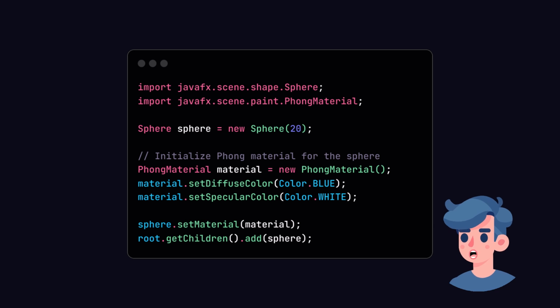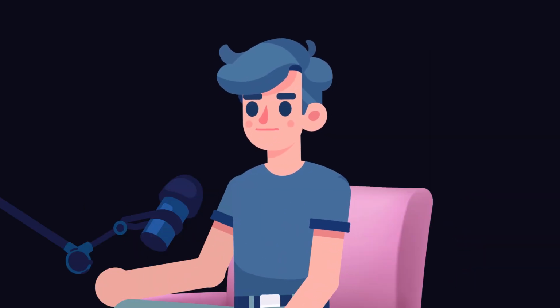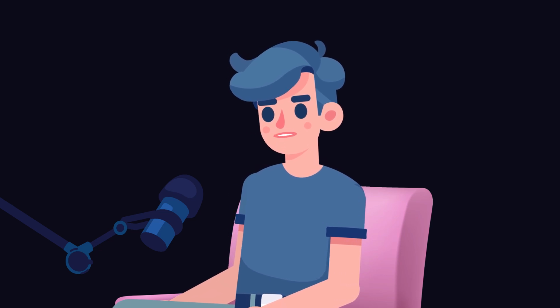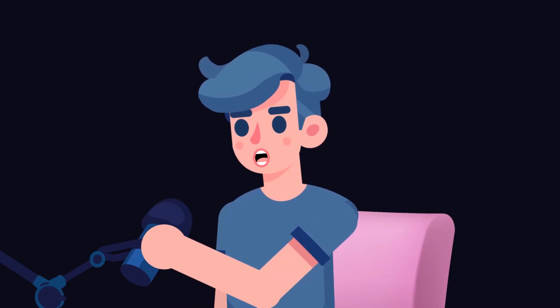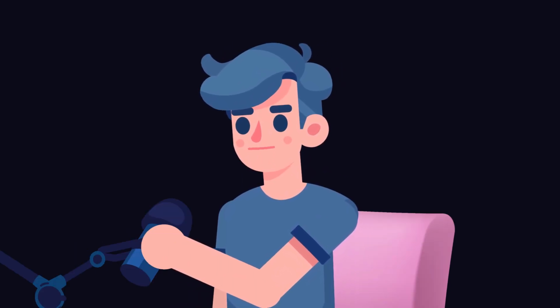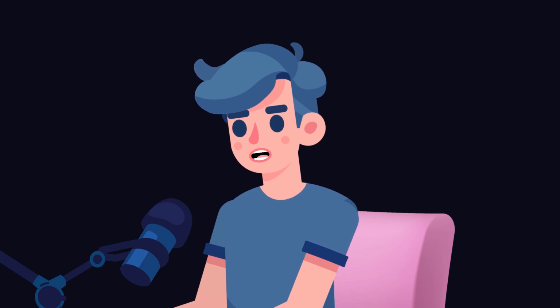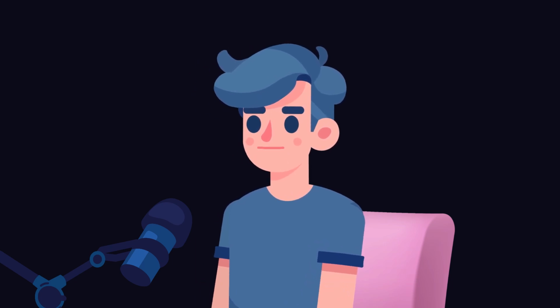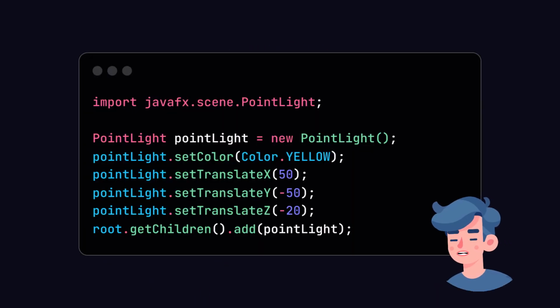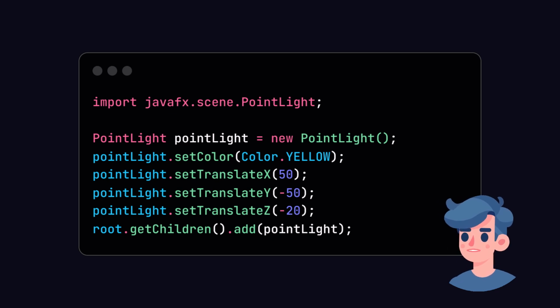Now, let's add a simple shape to our scene. Here, we created a sphere and applied a Phong material, which provides a shiny appearance. The diffuse color represents the main color of the material, while the specular color defines the color of light reflecting off the material. Next, let's introduce a light source to enhance the appearance of our sphere.